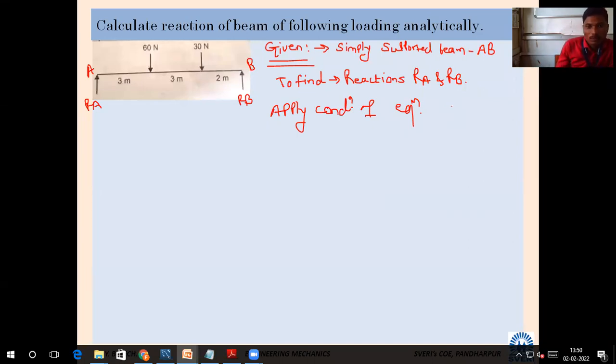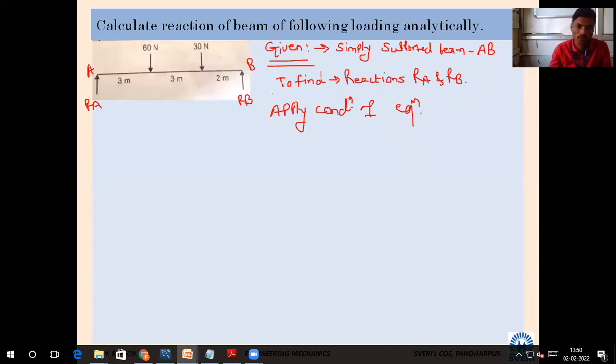Which conditions should we apply here? Suppose we apply summation Fx equal to 0. Is there a horizontal or inclined force in this beam? No. Not a single force is horizontal or inclined. All the forces are vertical, so there is no use of summation Fx equal to 0.